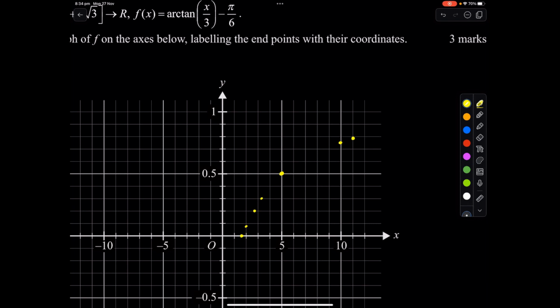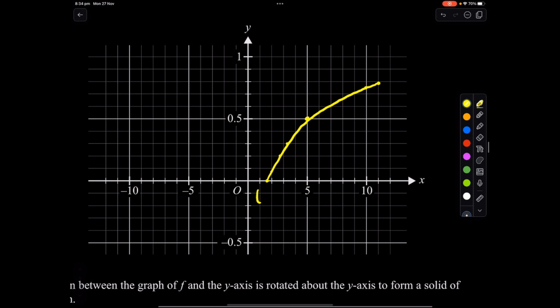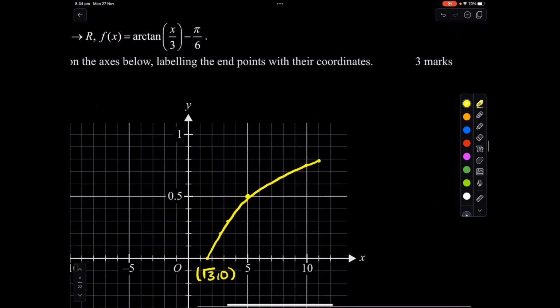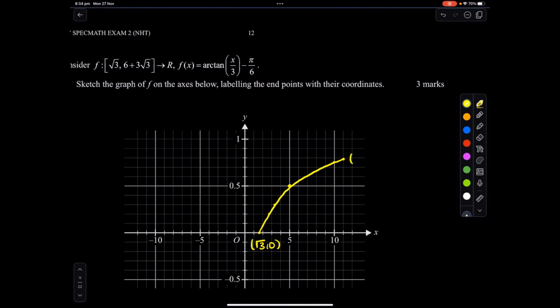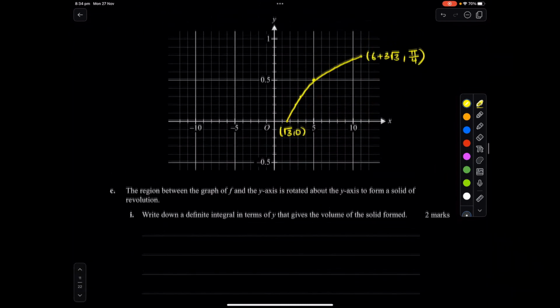Yes. So now, just sketching this nicely, putting this all together, we get this. And that's it. So now we just label our endpoints. This endpoint over here is going to be root 3, 0. This point over here is going to be 6 plus 3 root 3, pi over 4. Done. And yeah, that's pretty much it. Nice and easy.